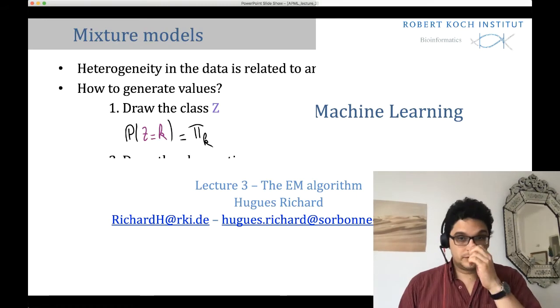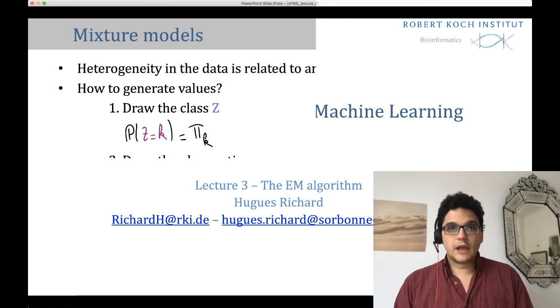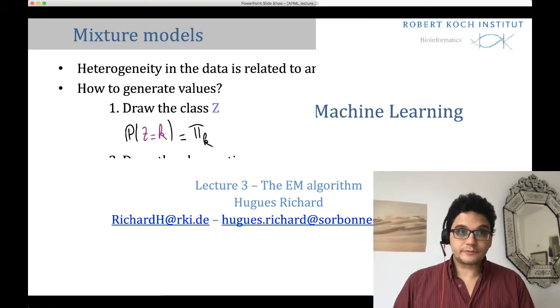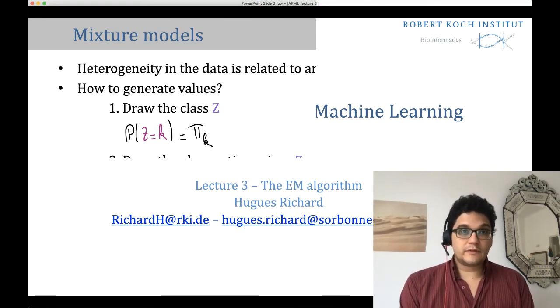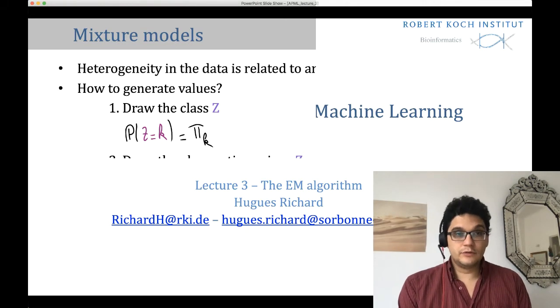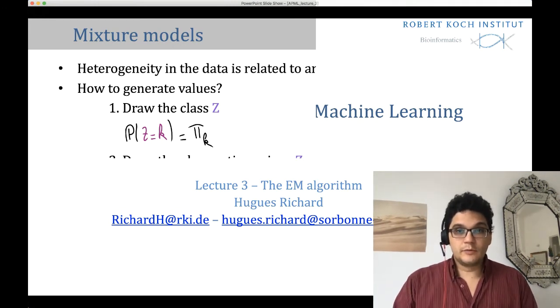So just to summarize what we saw last week with a mixture model, the idea is that we want to take into account the fact that the data can be heterogeneous, there can be some hidden heterogeneity in the data, and that this data is related to a categorical variable z. Which is hidden, of course, we don't see it. And this is the example we used here.